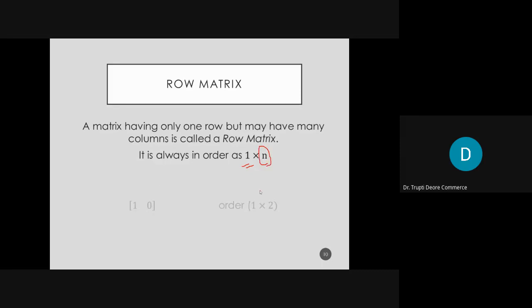So let's see the example. First, 1 0. It's of order 1 by 2, so it's a single row. It's a row matrix. Then let's see the second, 2 5 7. It is also of order 1 by 3. It also has a single row but multiple columns, so it is also a row matrix. And then A B C D, which also has only 1 row and 4 columns, so it's also a row matrix. These are the types of row matrices.